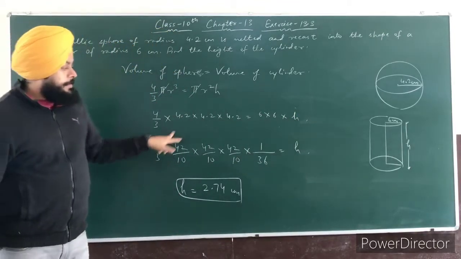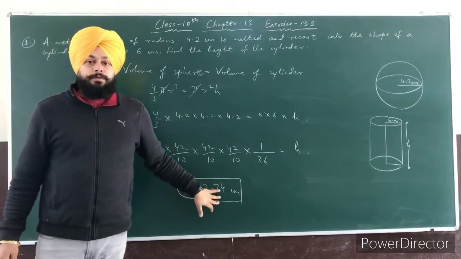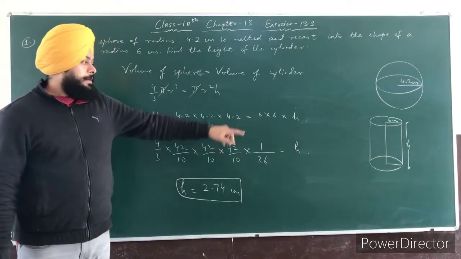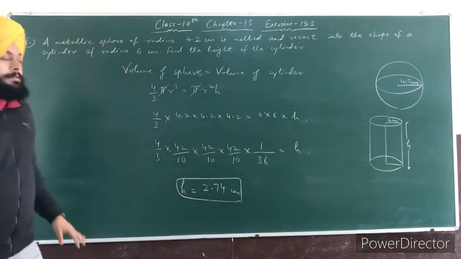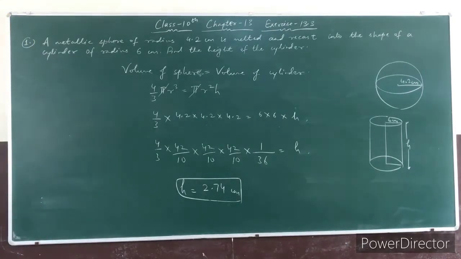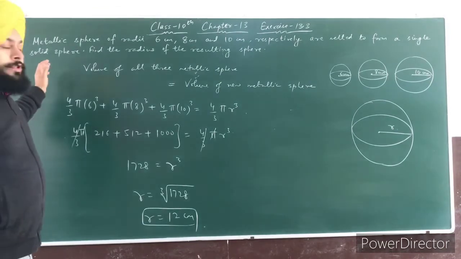So on solving this calculation, our answer is 2.74 centimeter approximately. Alright, so this is the height of this cylinder. Please students, this is your question number 1. Next, this is your question number 2.